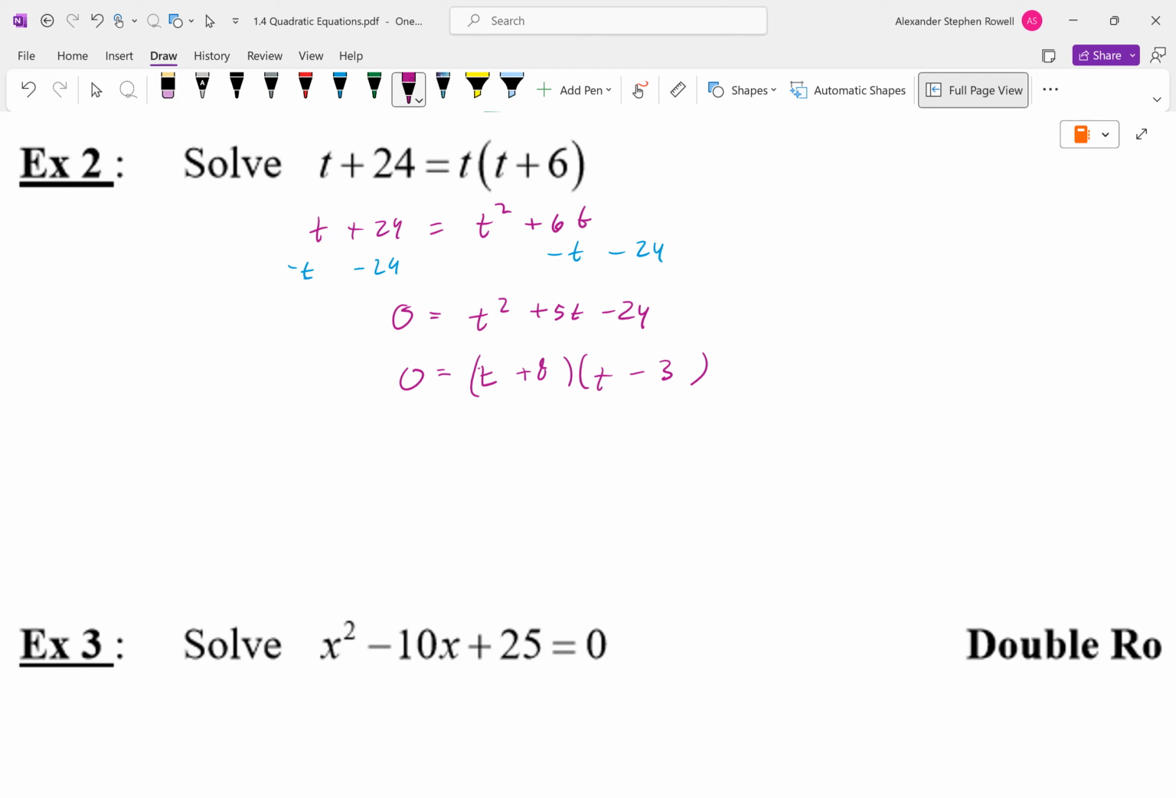All right, so then we say t plus 8 is equal to 0, or t minus 3 is equal to 0. Either t equals negative 8 or t equals 3. We got two solutions again.